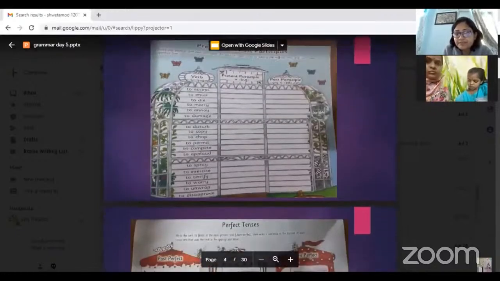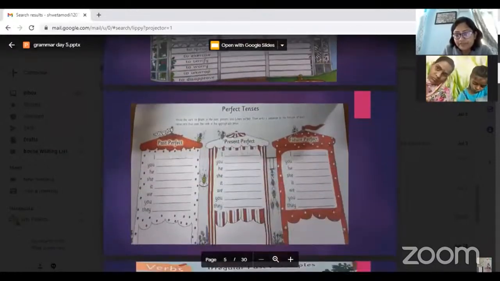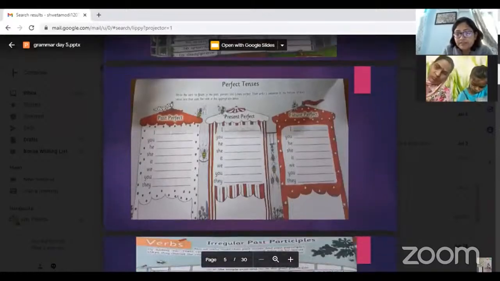So present participle is ing. When you have to accept, that is infinitive. And the third form is the past participle, when you have ed. Now please take a screenshot of this because this is your assignment. Take a screenshot, everyone. You have to just finish this so that I come to know that you have understood this.